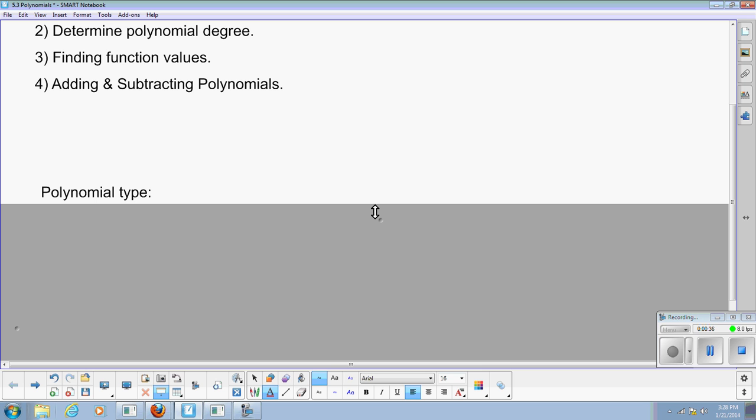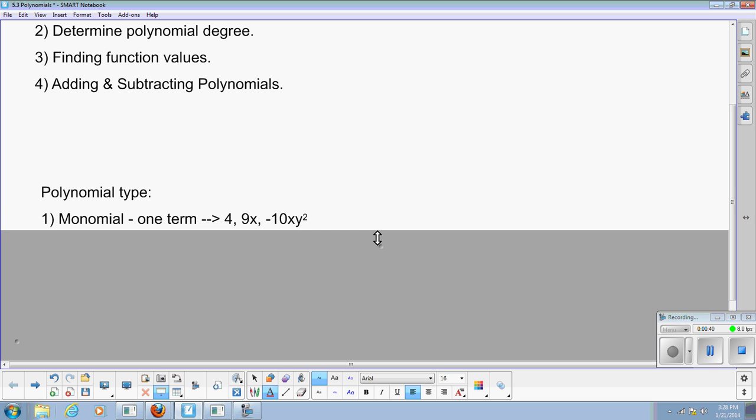We have four types of polynomials. Three of them have a special name. The first one is what's called a monomial. It has one term. So like the number 4 is a monomial. It's a single term all by itself. 9x, one term all by itself. Negative 10xy squared is one term. It's a product of numbers put together, or just a plain number.